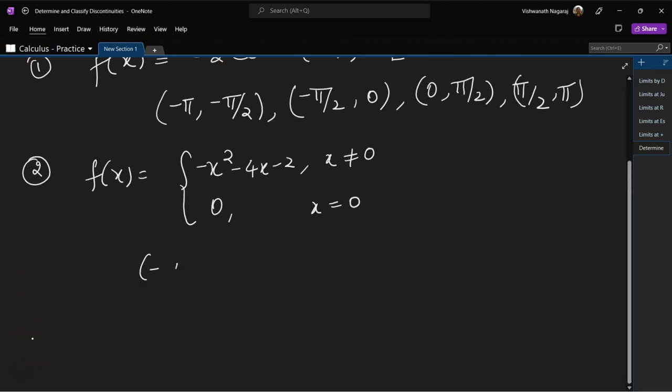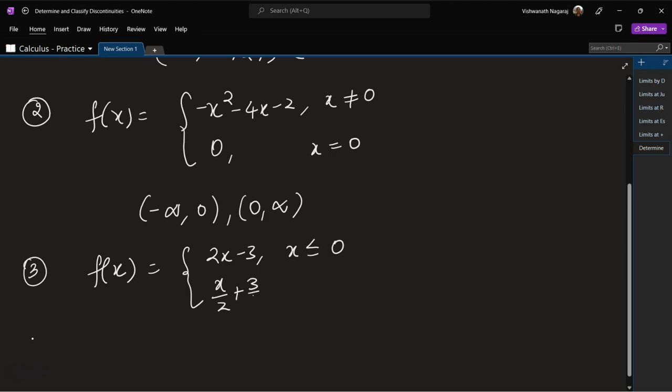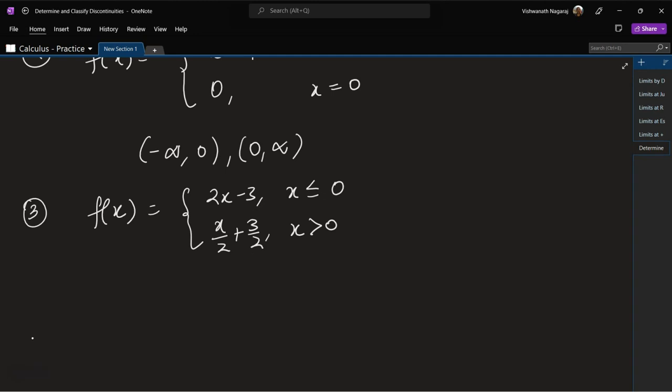So here minus infinity to 0 and 0 to infinity. Third one, f of x is equal to 2x minus 3 when x is less than or equal to 0, and x by 2 plus 3 by 2 when x is greater than 0. Now here minus infinity to 0, but 0 is included, so square brackets, and then 0 not included to infinity.